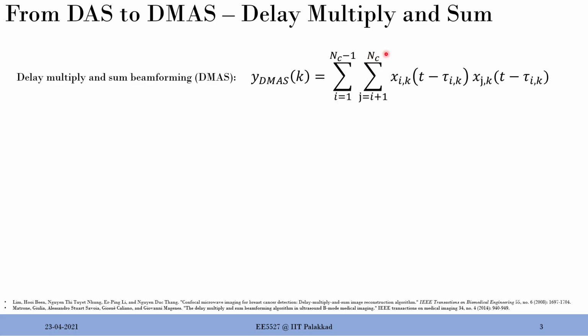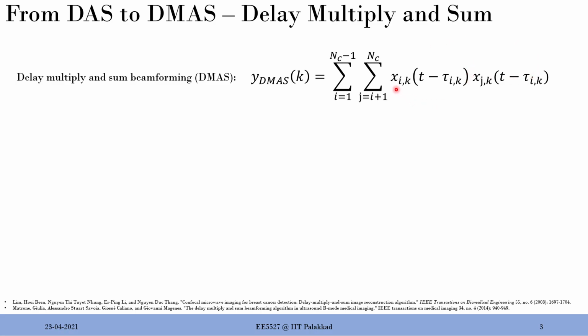Or you can put it this way: if you think from a coding perspective, you think of two for loops. One is going from 1 to nc minus 1, the other one is going from I plus 1 to nc. So let's say I is equal to 1, then this will go from 2 to nc. When I is equal to 2, this goes from 3 to nc, and so on. And what is happening inside is very interesting.